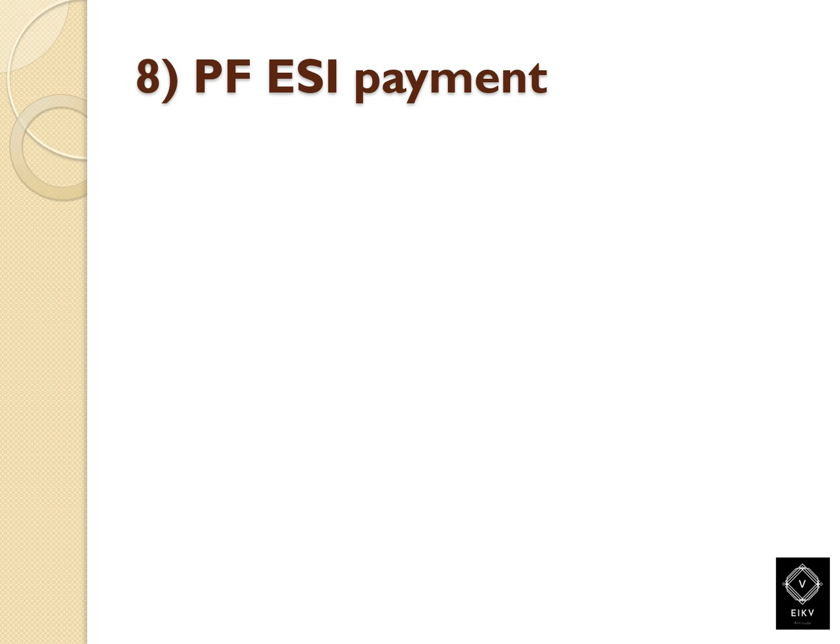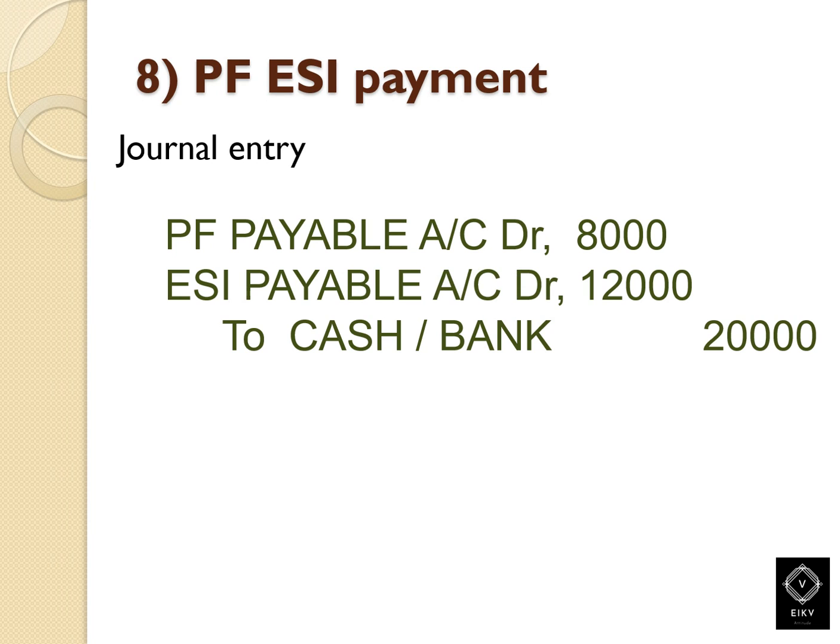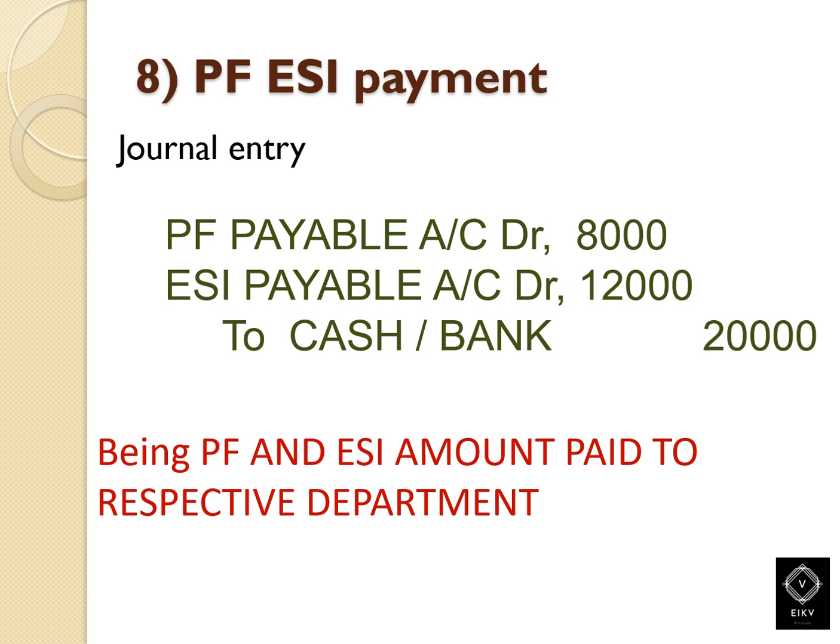Okay. Now we'll check the PF and ESI payment to the PF department and ESI department. The journal entry will be PF account payable, ESI account payable to bank or cash. So the amount will be 8,000 and 12,000. The total amount will be 20,000. PF payable account and ESI payable account are both current liability accounts, right? So these current liabilities shall be debited, so that the current liability will be nil. The cash account is a real account, right? PF and ESI amount paid to the respective department.